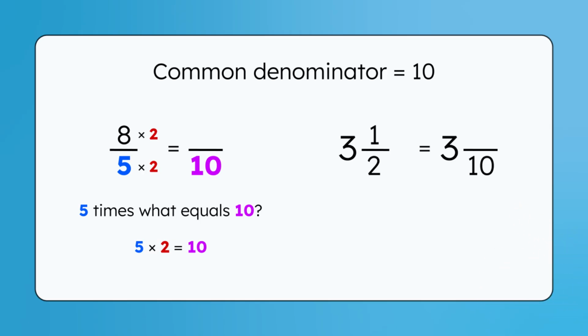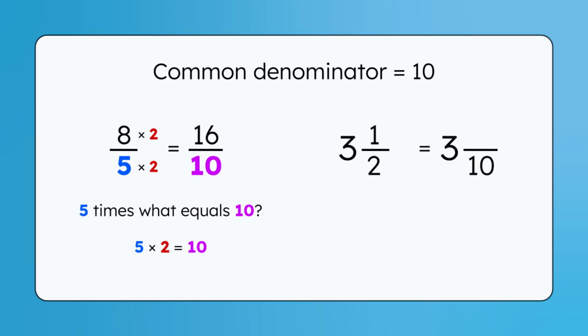Exactly, Mia! Anything that happens to the bottom of the fraction must happen to the top. Otherwise, it won't stay equivalent. 8 times 2 is 16. So 8 over 5 becomes 16 over 10.